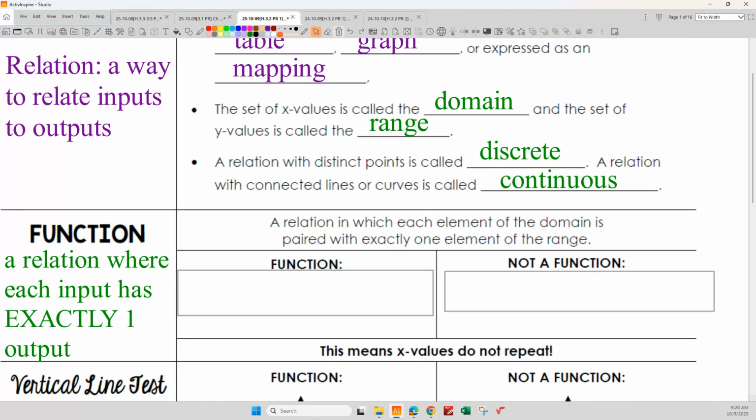If an input has multiple outputs, could it be a function? No, can't be. So for example, if I input a value of x equals 3, and I got output values of 5 and 8, it can't be a function. That's a relation, but not a function.